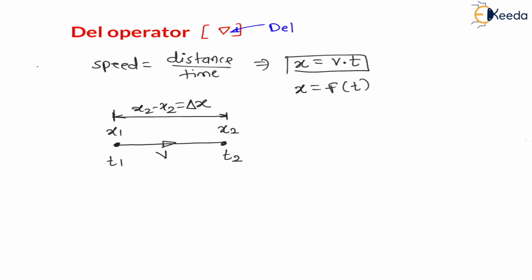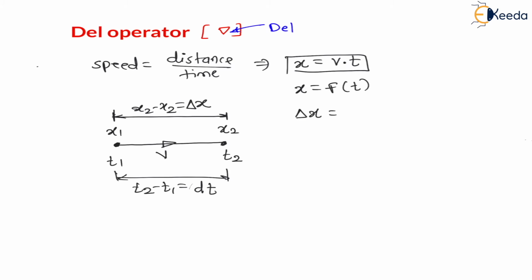Again, what is the time taken? The time taken will be equal to t2 minus t1, which is written as del t, change in time, right? And I am moving with velocity v. Now my dear students, this time change I can write as dt or del t for a very small change.